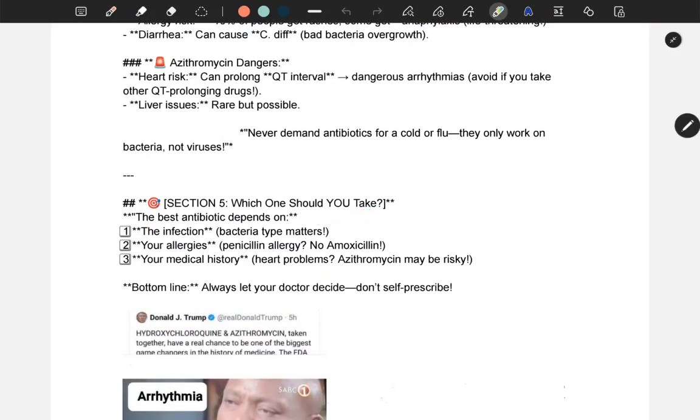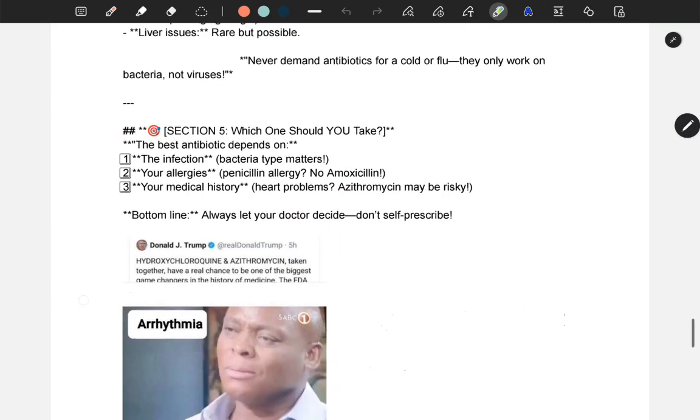So which one should you take? It depends. If you have a very common infection, which type of bacteria, if you have a penicillin allergy or not, your medical history. Which antibiotic you should take depends on a lot of things, right? Bottom line, always let your doctor decide. Don't self-prescribe, okay? Ask your doctor.